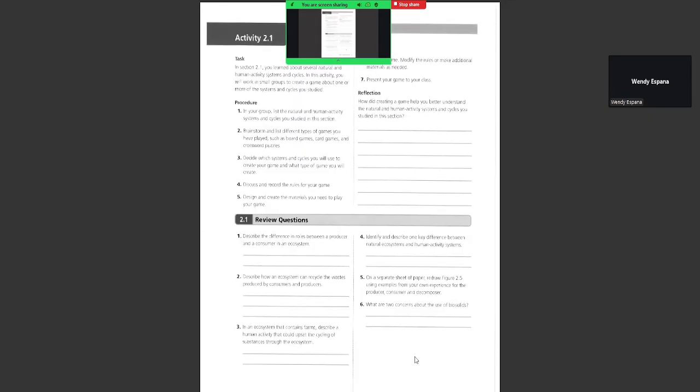Okay, and then number 6. What are 2 concerns about the use of biosolids? So we've talked about biosolids. They're the waste left over after wastewater sewage is treated. We have biosolids left over. What are the concerns about using them? We know they can regenerate an ecosystem by creating healthy soil, but then what are some things in biosolids that might appear that can be dangerous to the ecosystem?